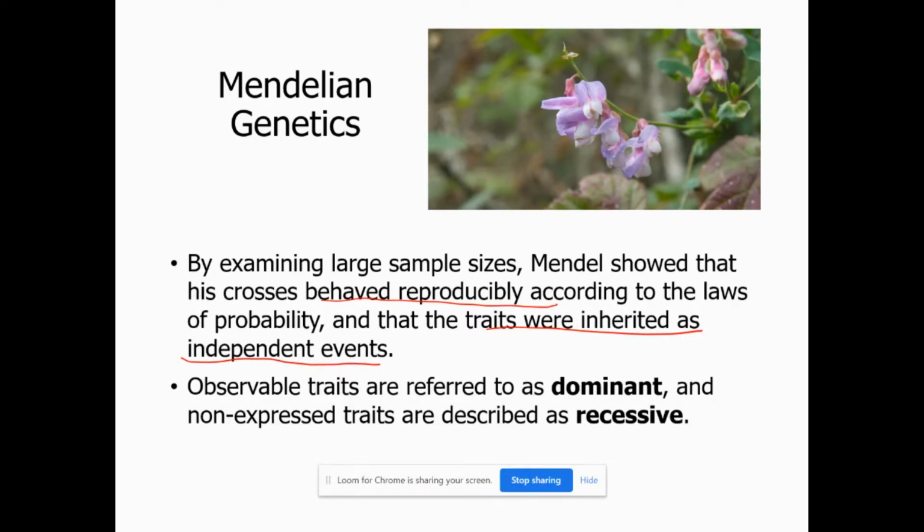He also noticed that observable traits, like the purple in F1, right? The purple is the only thing that's observed in F1. But if you cross F1 again, in F2, you may have a purple and a white, but the dominant trait is purple. So he referred to observable traits as dominant, and the non-expressed one, the one that could be masked by the dominant trait, as recessive.